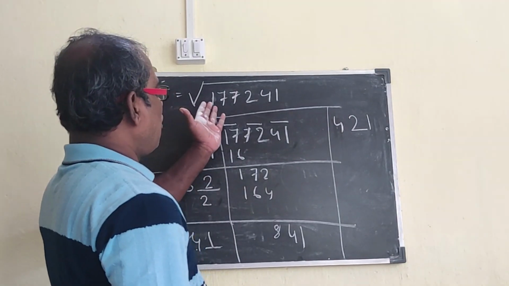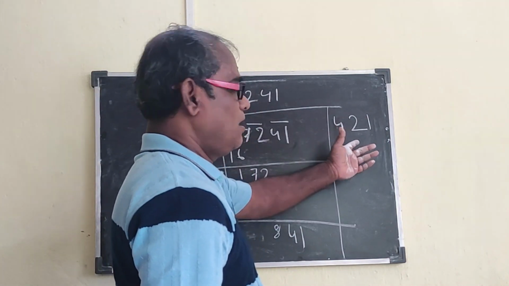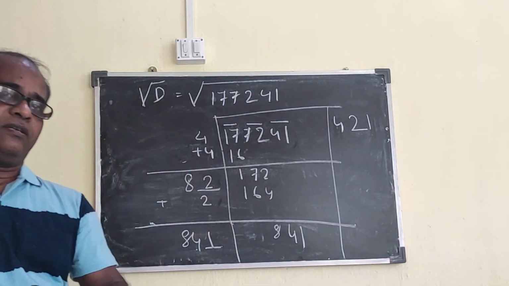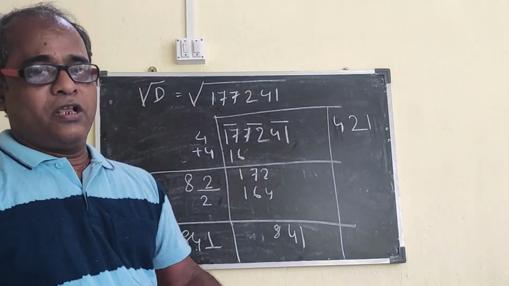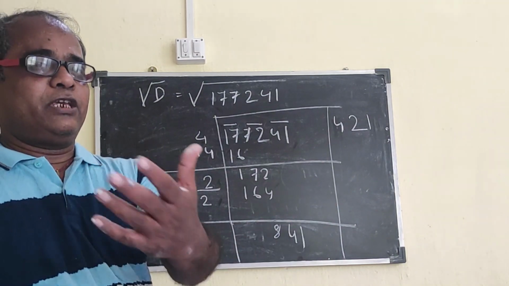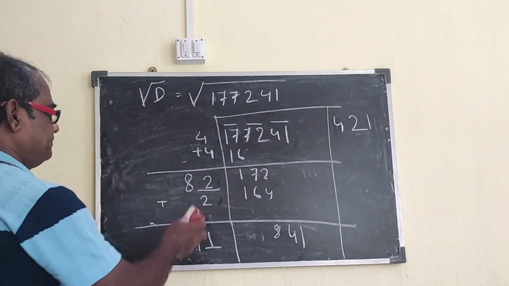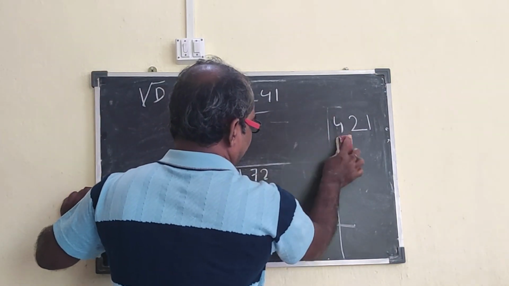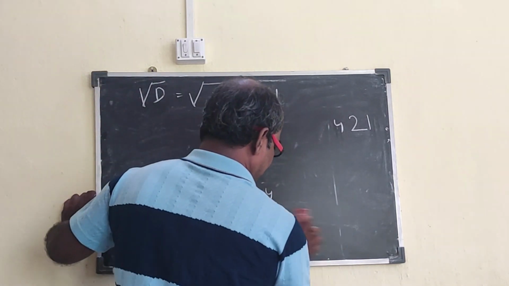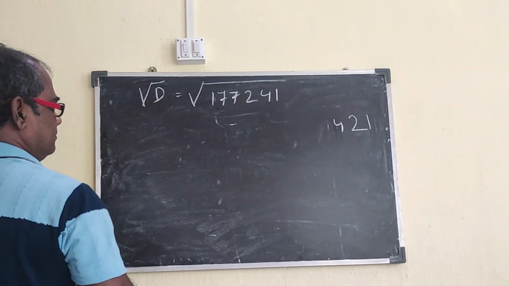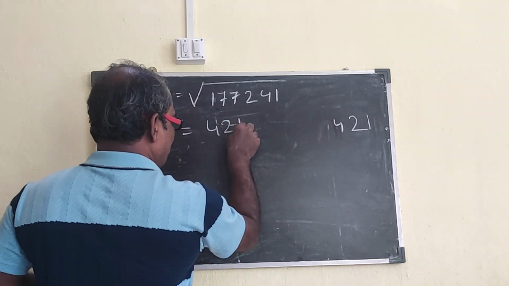Finally, the root of 177241 is 421. My dear students, whoever are watching my video, if they don't understand how to find out the root, so you can comment. I'll make you live to know how to find out the roots here. So finally we are getting 421.